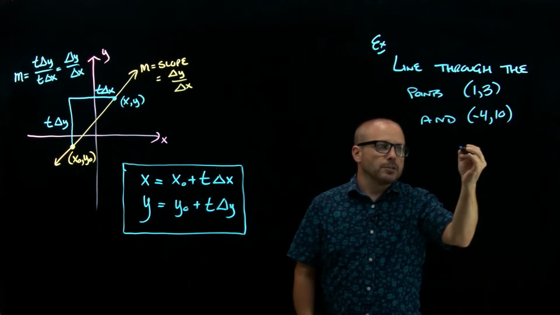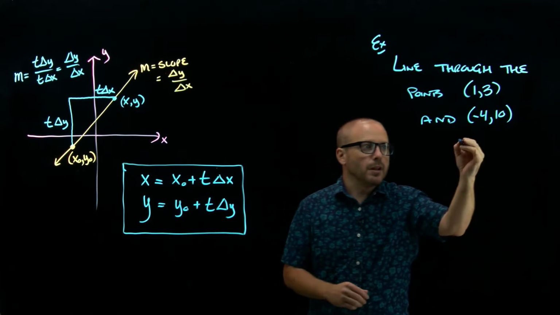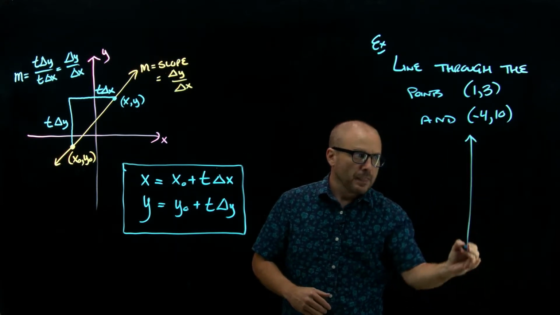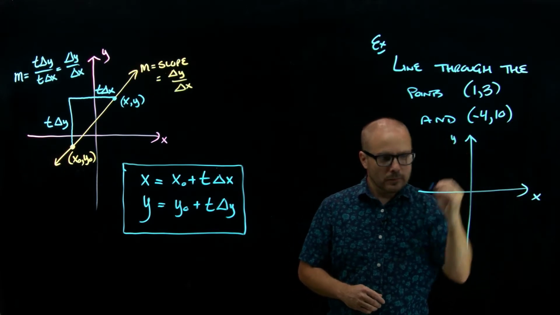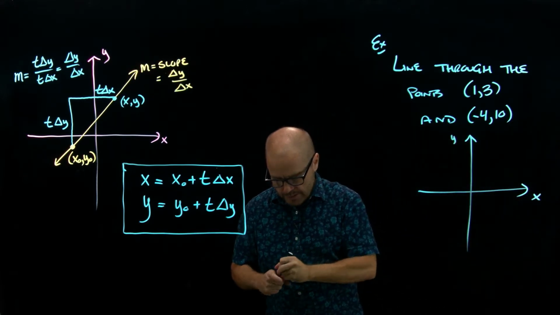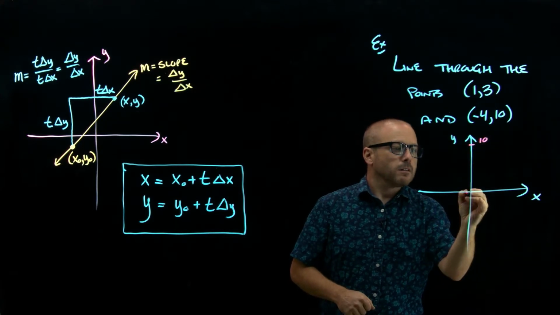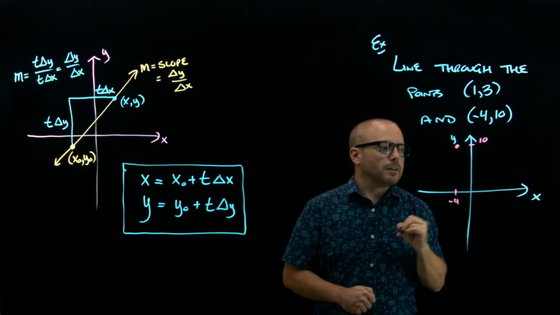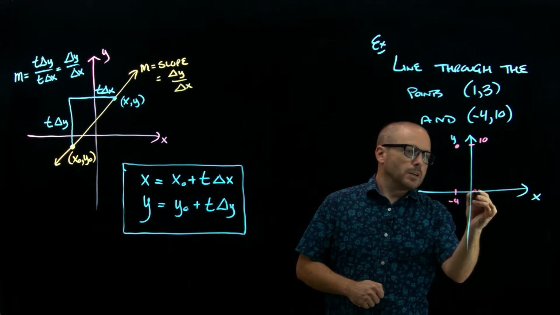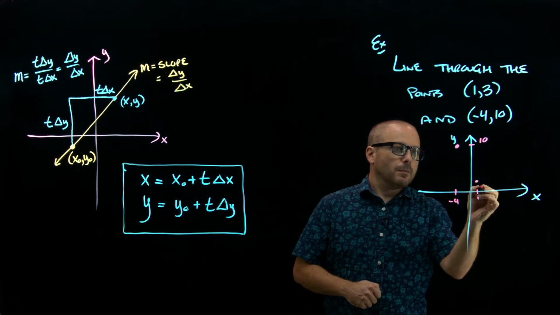So let's draw a picture. We don't really need to. From the formula, we can just write it, but I just want to think about what we're doing here. So, negative 4, 10, be right there. And 1, 3, about there.